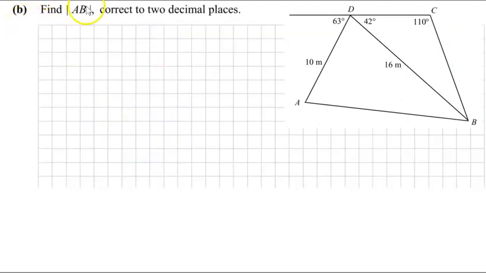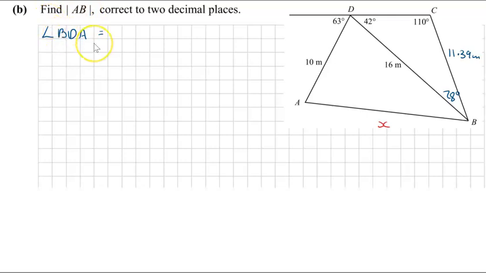Part B. Find AB correct to 2 decimal places. So I'm going to label the side AB as X. So we are looking at a different triangle now in part B. So we know 28 degrees, so I'm going to fill that into my picture. And we know 11.39 meters, I'm filling that in as well.